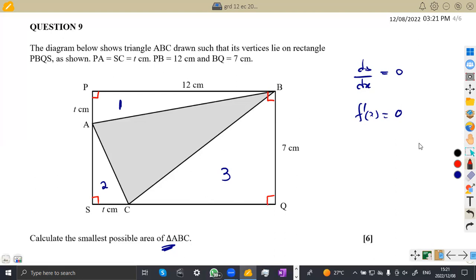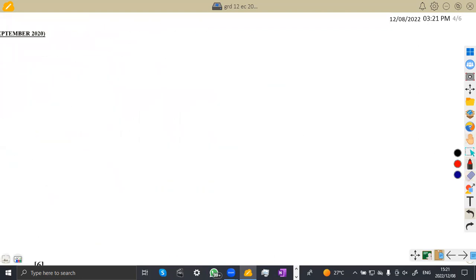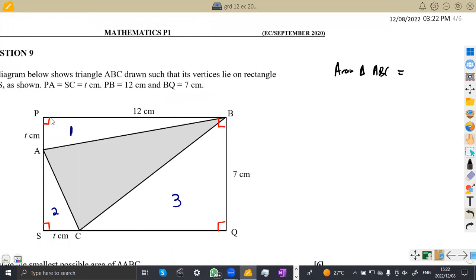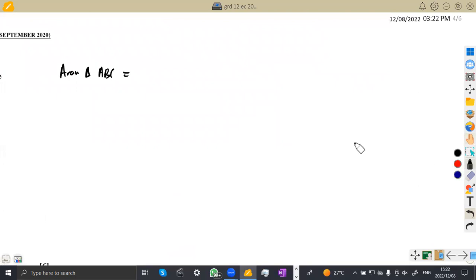So in order for us to have the area of triangle ABC, let's write down here. We said the area of triangle ABC is going to be the area of the whole rectangle, which is PBQS. So it's going to be the area of the rectangle, that's a rectangle, not a square, PBQS.